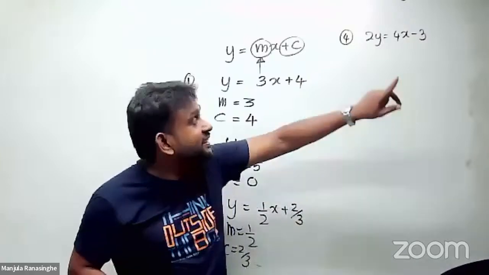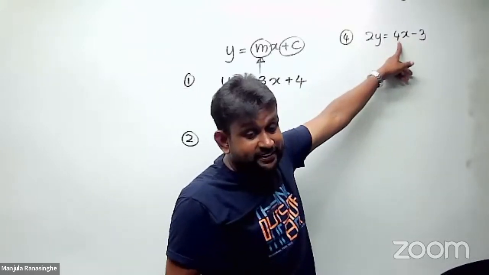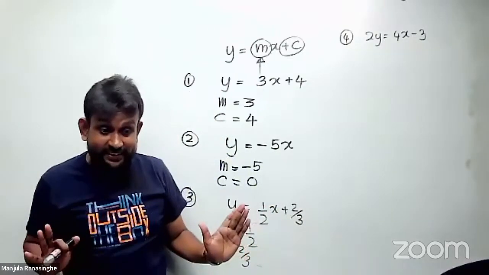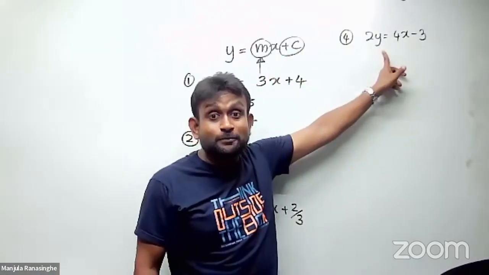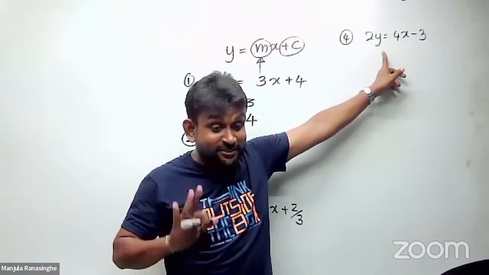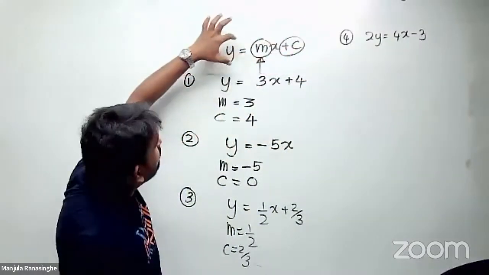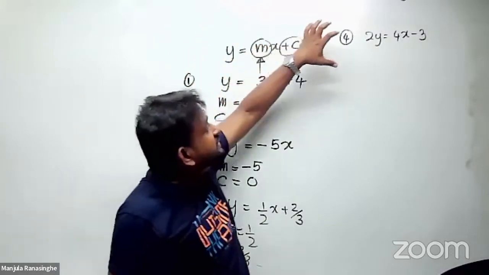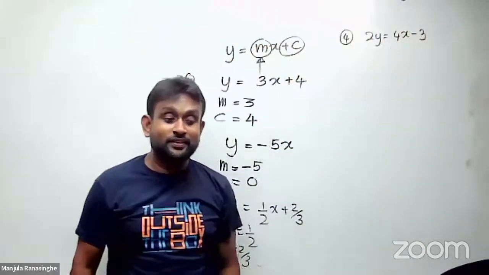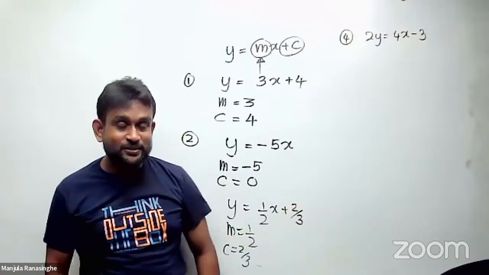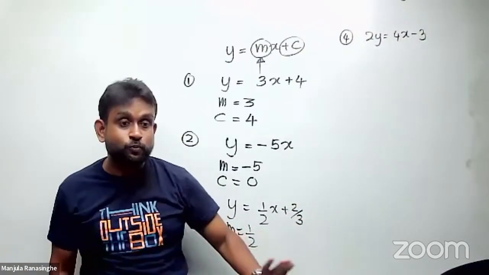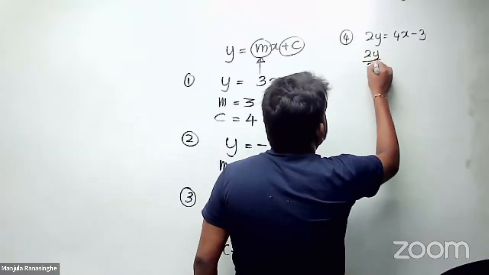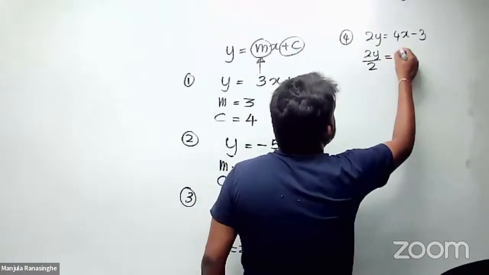Now a student says that the x coefficient 4 is the gradient and negative 3 is the intercept. But here see that y is not the subject. That is not in the form y equals. It is 2y equals. So that has to be made into y equals. How to do it? Just divide both sides by 2, all the terms by 2.